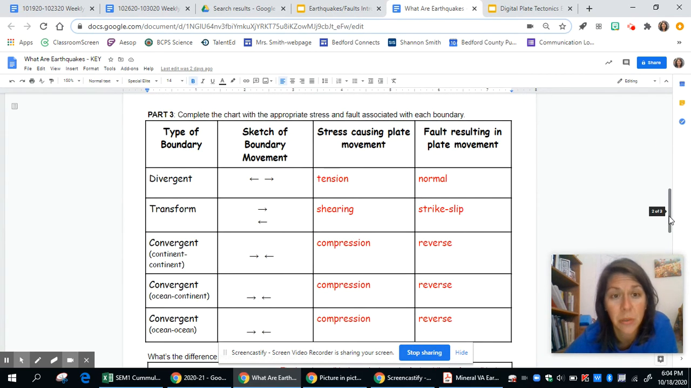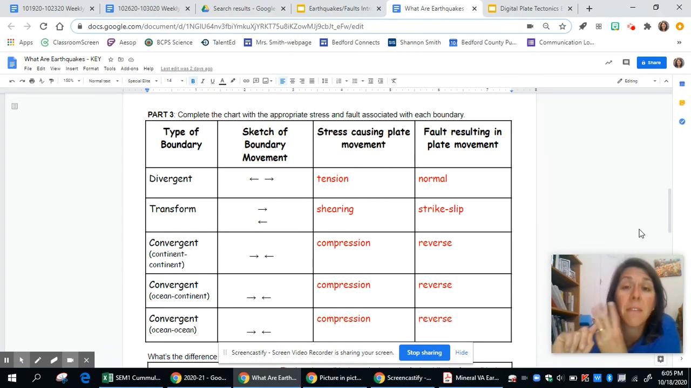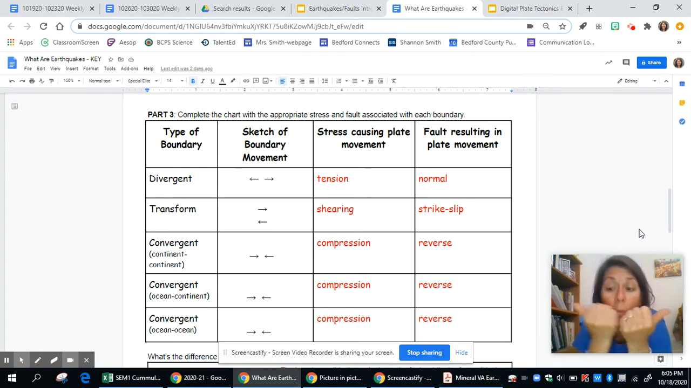Very important to today's explanation are differentiating between the types of boundaries, the stresses found at those boundaries, and the fault that might result at each boundary. We've talked pretty lengthily about the types of boundaries at this point. Divergent, whoosh, whoosh, whoosh, dividing; transform is the shimmy; and convergent, coming together. So I've explained clearly the types of boundary and the type of movement associated with them.